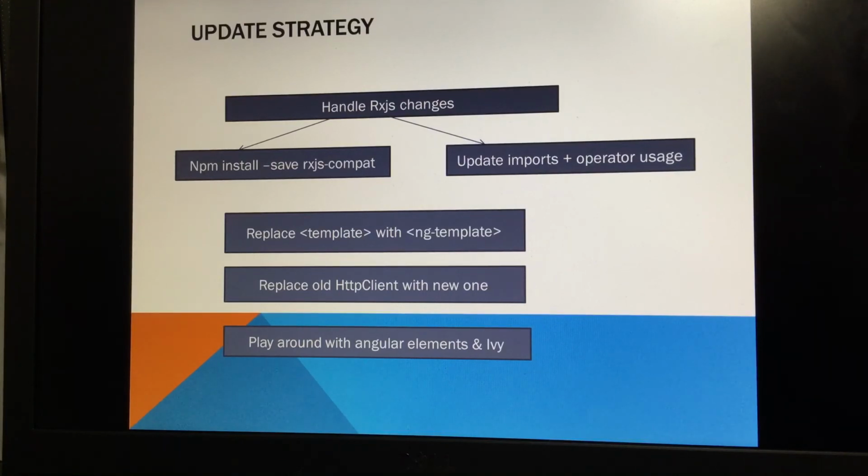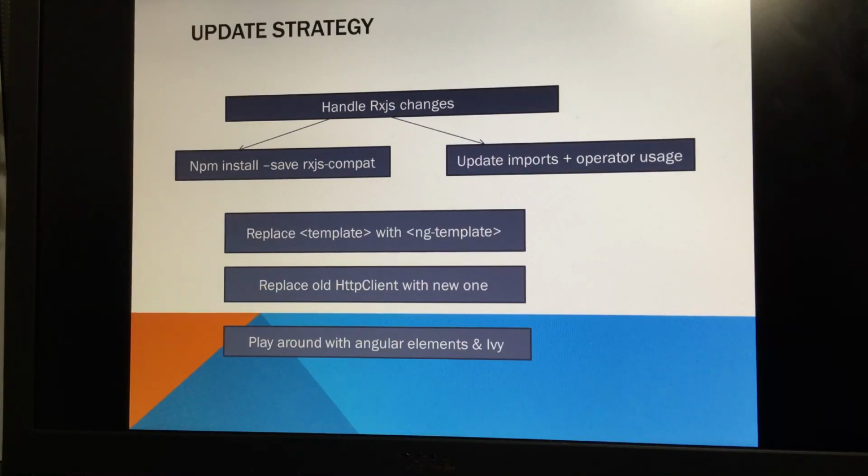There are two ways to achieve this. One is that RxJS can be made backward compatible. For that, you need to install rxjs-compat. Use npm install and the command rxjs-compat. That is going to make the CLI backward compatible, so whatever changes there are, it is not going to break. The second option is to update the imports and operator usage, as I mentioned previously in my slide.